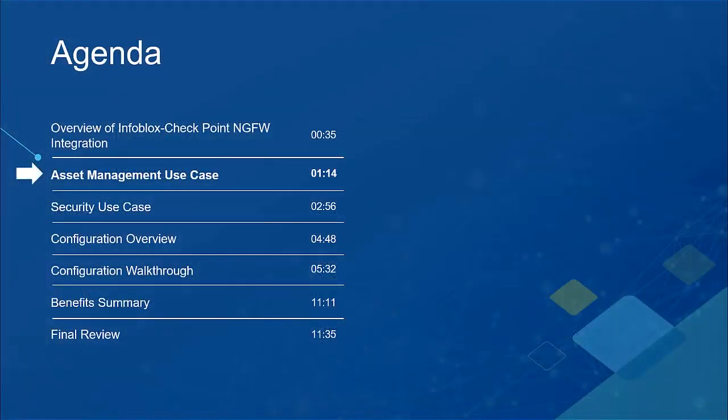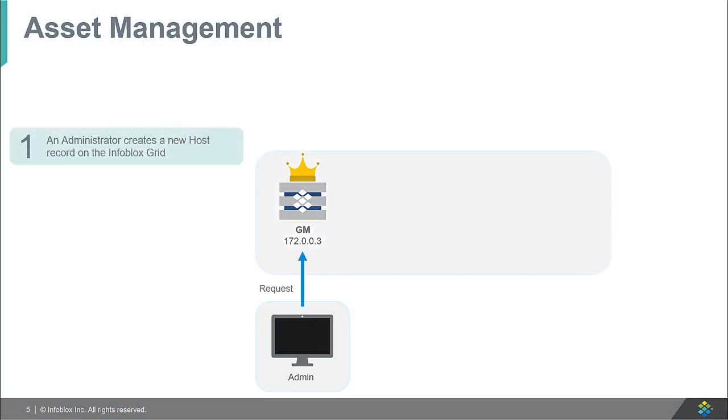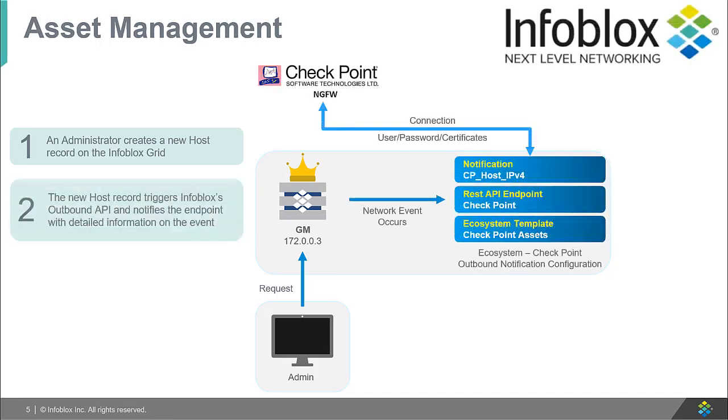Now let us look at the first use case, asset management. This use case demonstrates how Infoblox adds new objects to Checkpoint's next-generation firewall. First, an administrator creates a new host record on the Infoblox grid. The host creation then triggers a notification that delivers detailed information about the event to the Checkpoint device via Infoblox's outbound API. Finally, the host record is visible within the Checkpoint next-generation firewall. Firewall policies can then be easily applied by the administrator to specific devices, networks, or ranges.